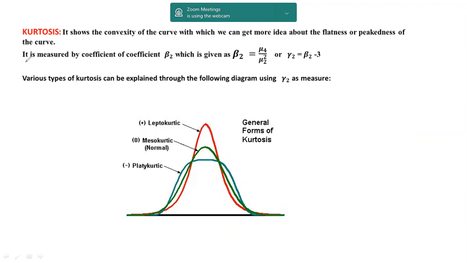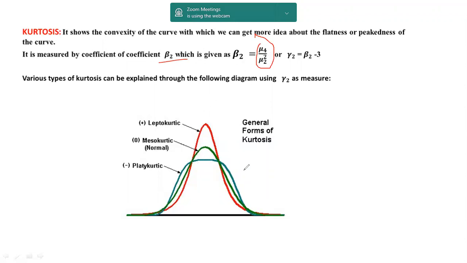Here kurtosis we denote with beta 2. As I said, skewness is denoted by beta 1, kurtosis is denoted by beta 2, where beta 2 is nothing but mu 4 by mu 2 square. Mu 4 by mu 2 square is the fourth central moment divided by the second central moment squared. So this will give the kurtosis value.